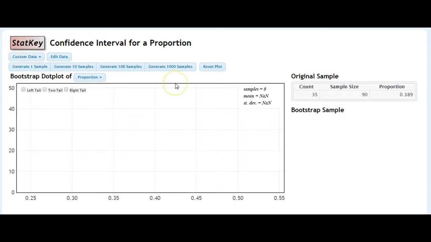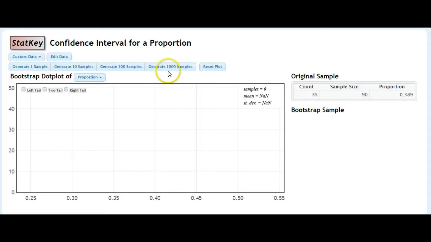So when we have a confidence interval, I decided that I was working on a problem where I found 35 out of a sample of 90 to have said yes to whatever question I asked them. So 35 out of 90, and that gives me a proportion of approximately 0.389.